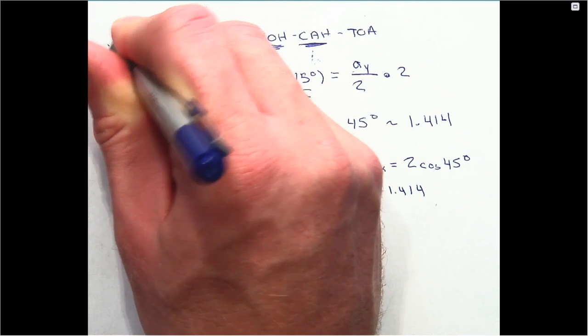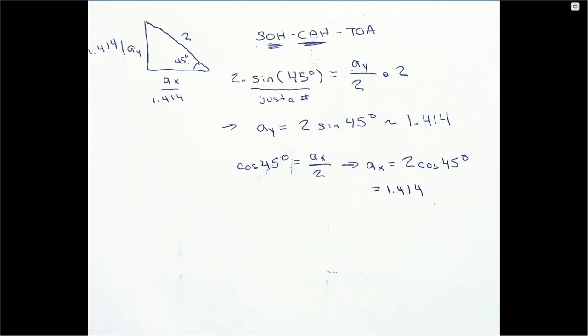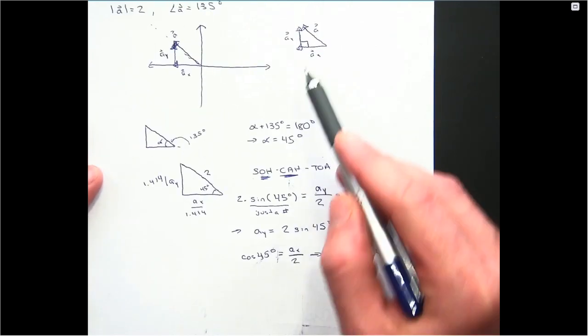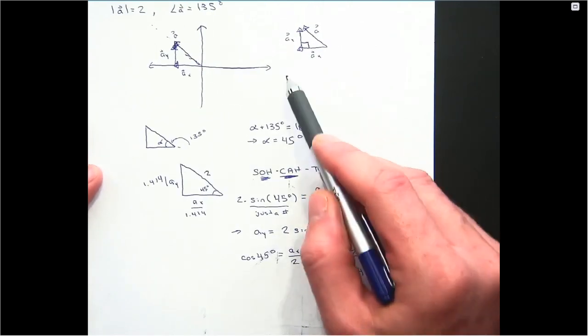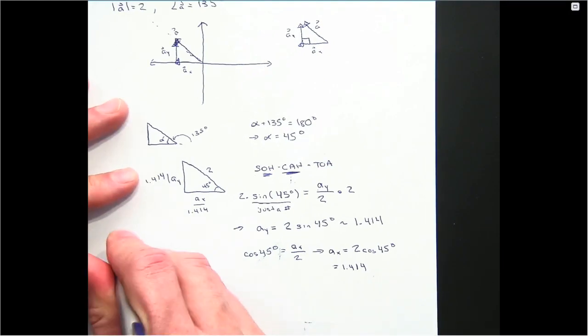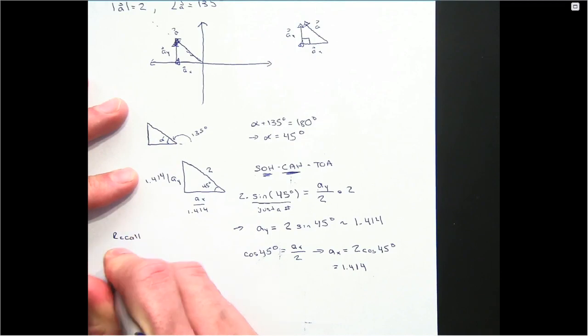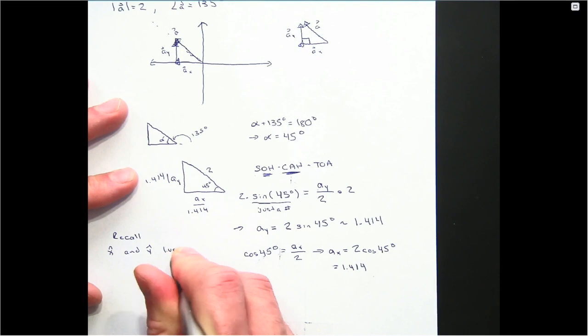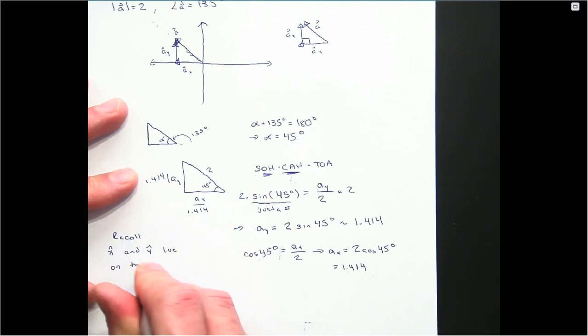But we actually want to show how we can write, I'm going to zoom out a little bit, the vector A as the sum of these two vectors. Well, remember that the basis vectors that we have, the i hat and j hat, or sorry, we call them the x hat and y hat. x hat and y hat live on the positive axes.